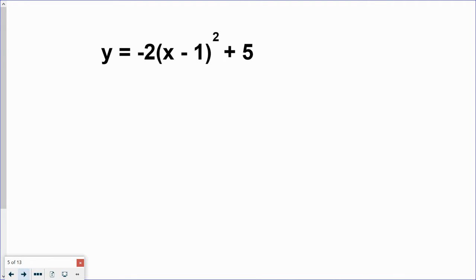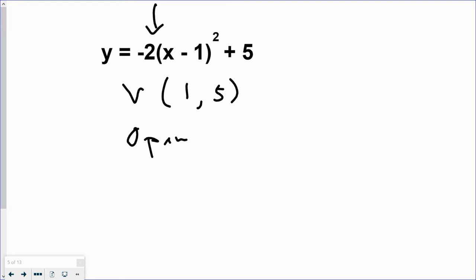So now this one, I noticed right away I got a -2 there. That's going to give me some information. But the vertex is still inside of there, so it'll be the opposite of this, the -1, and then the 5. Now, I notice it's a -2, so this opens down. It is not growing normally.